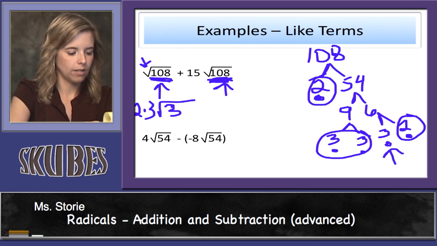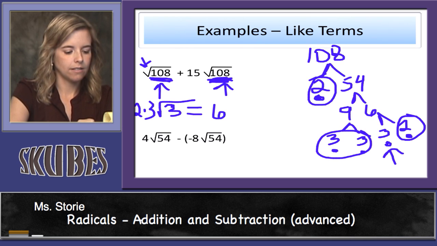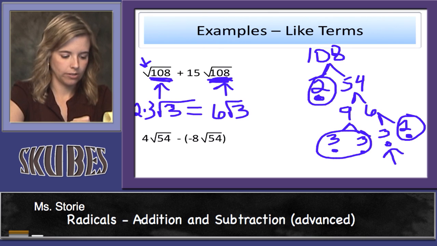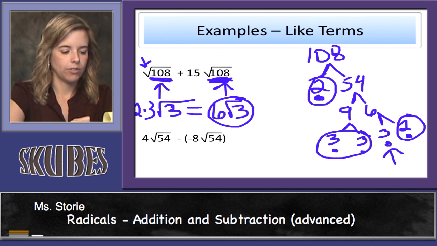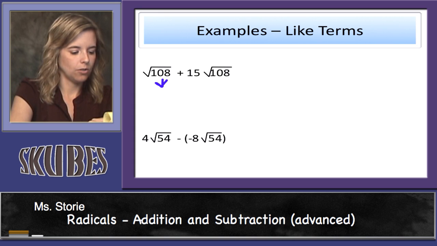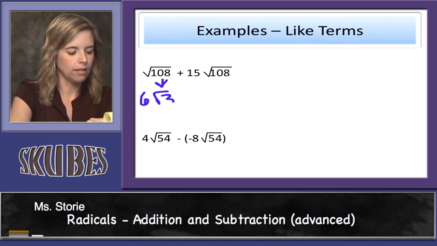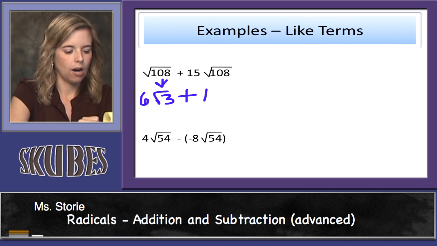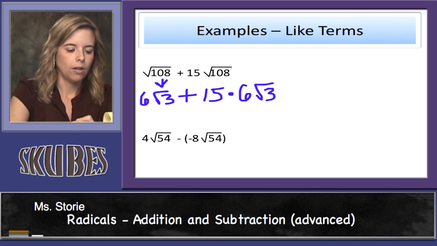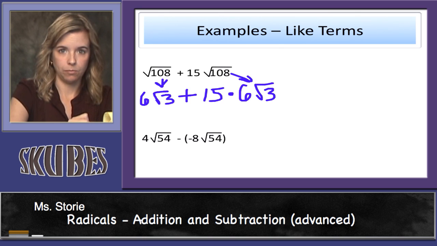Now if I simplify that out, this is really going to be 6 radical 3. That's what 108 as a radical looks like. This is the simplified version. I haven't added or subtracted anything yet. I've simply done simplification of radical 108. So that's 6 radical 3. So let's take a look. This turns into 6 radical 3 plus our original 15 from the problem, and then you have to multiply it by that 6 radical 3, which is what 108 converted to, simplified.